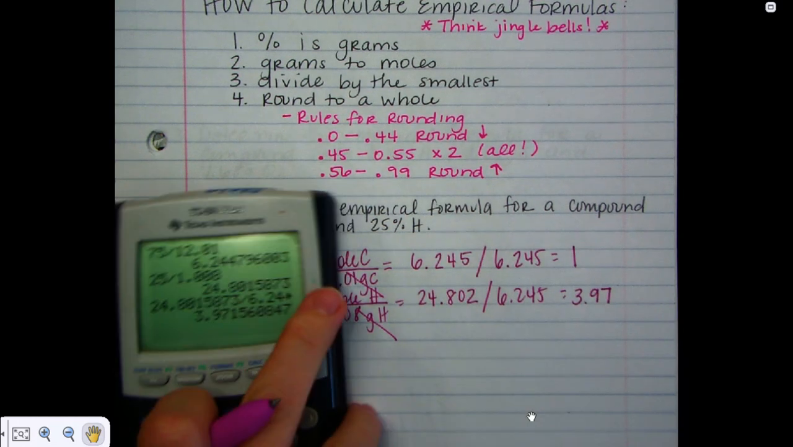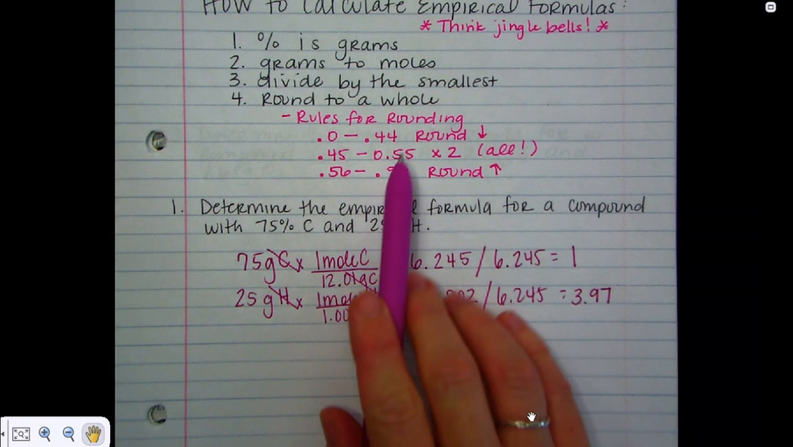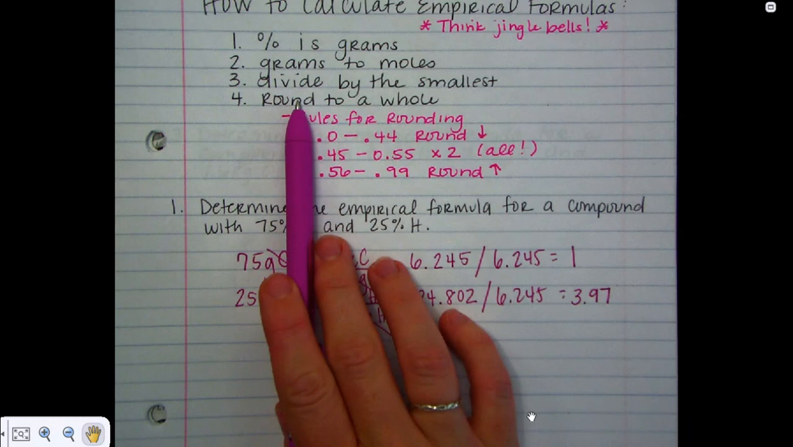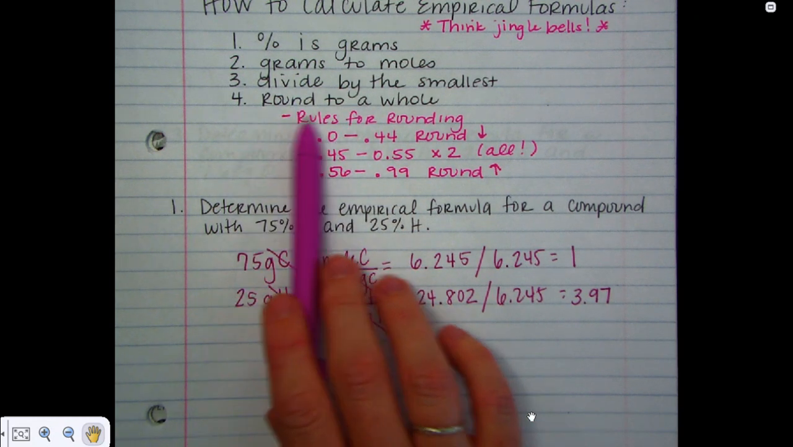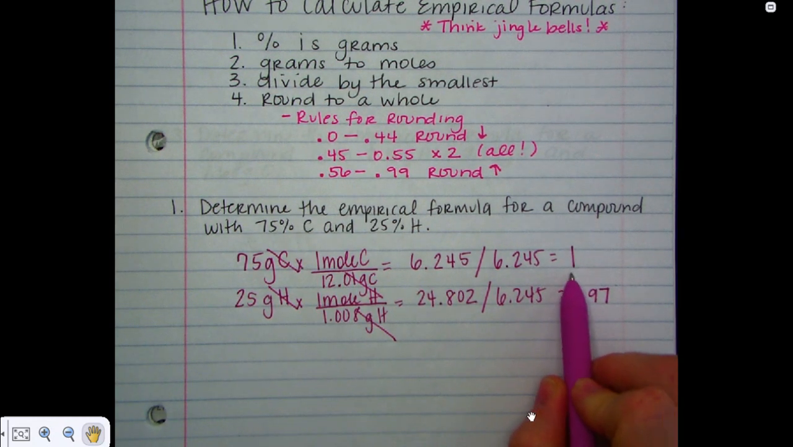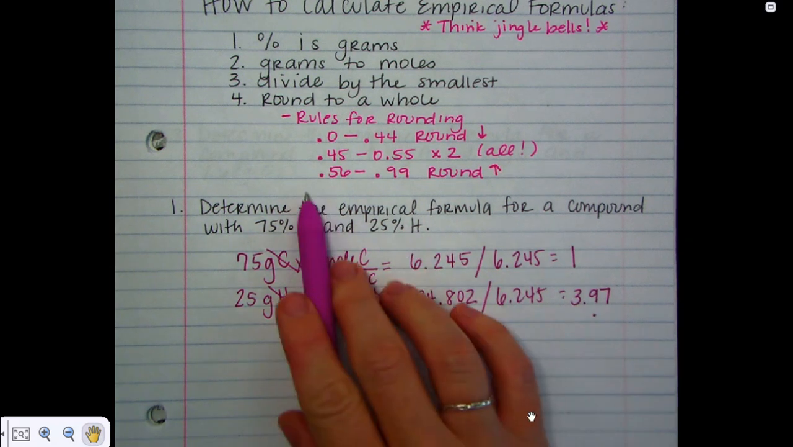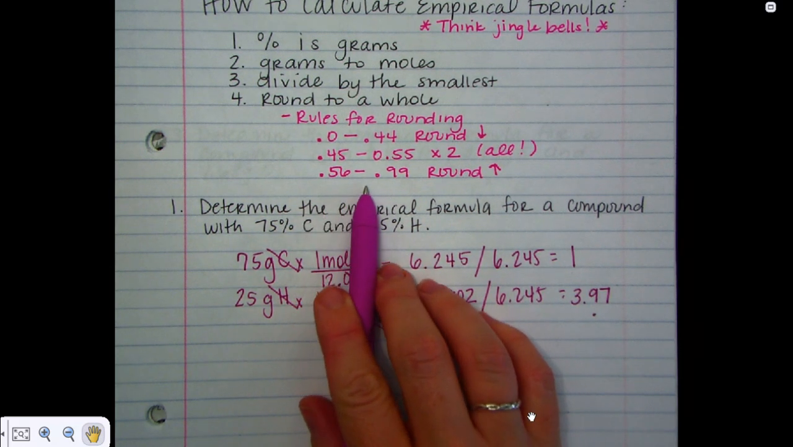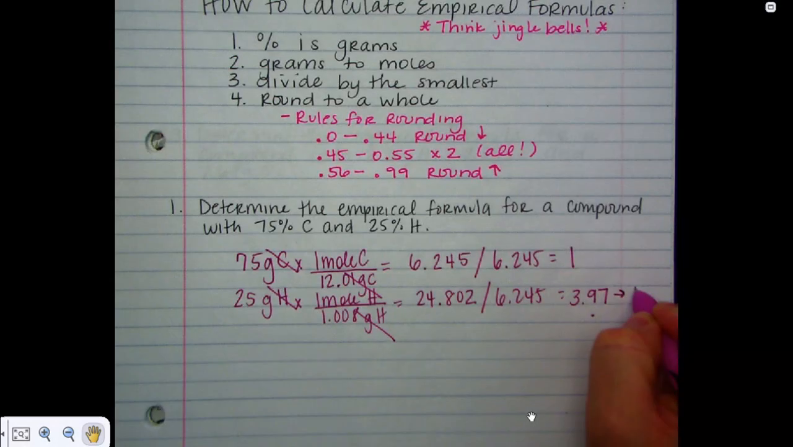3.97. All right, so percent is grams, grams to mole. Now you're on your way. Divide by the smallest. Check. Round to a whole. This is already a whole. 0.97, that's going to fall in this section of 0.56 to 0.99, so we're going to round up. So this is going to be 4.